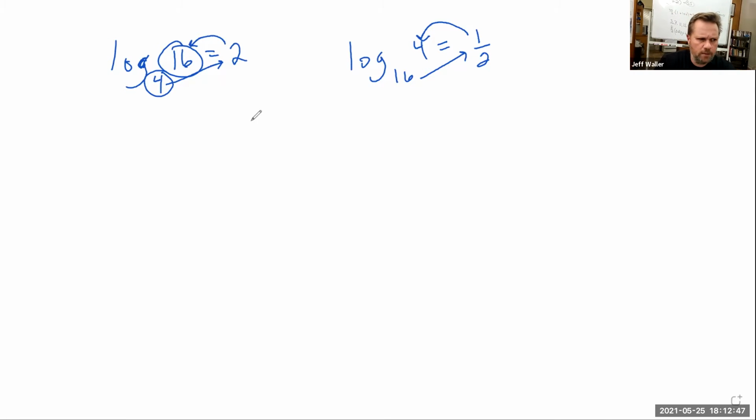You guys okay? So what would log base 64 of 4 be? 1/3. There it is. Why 1/3? Because 64 is 4 times 4 times 4, so I have to take a cube root of 64 to make 4.